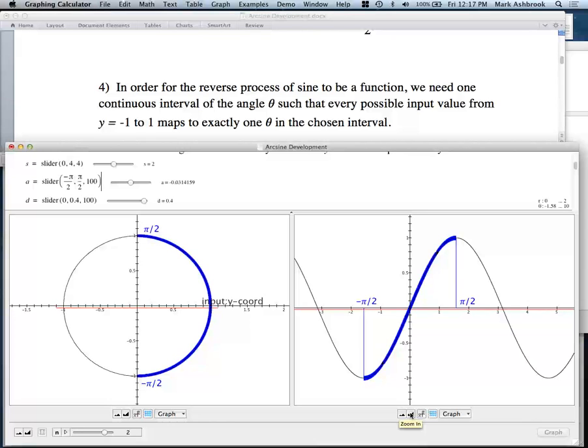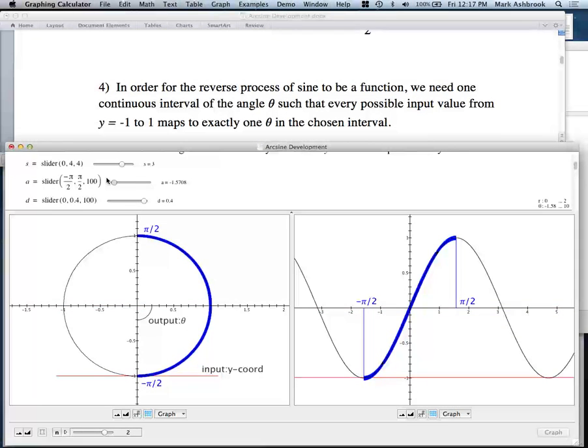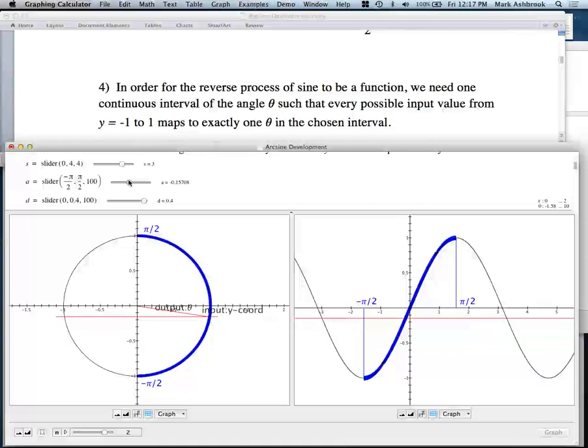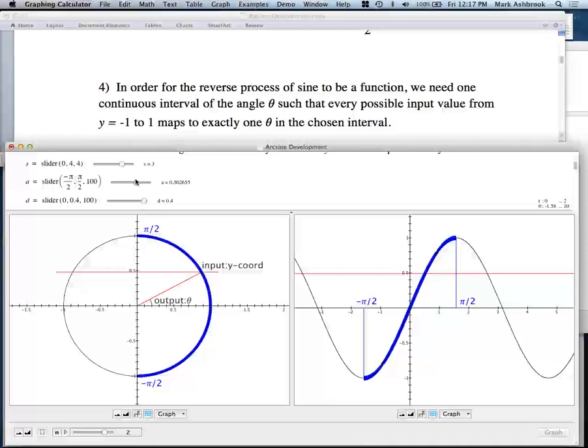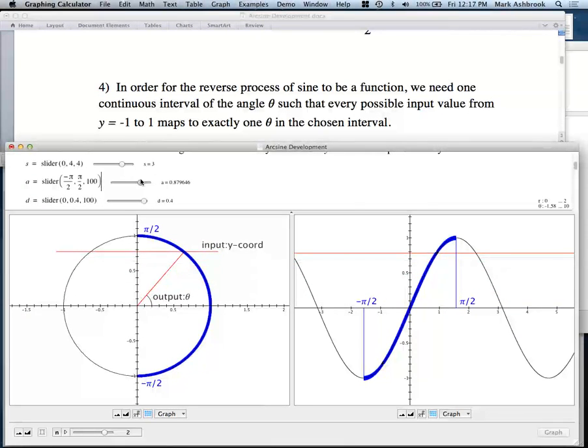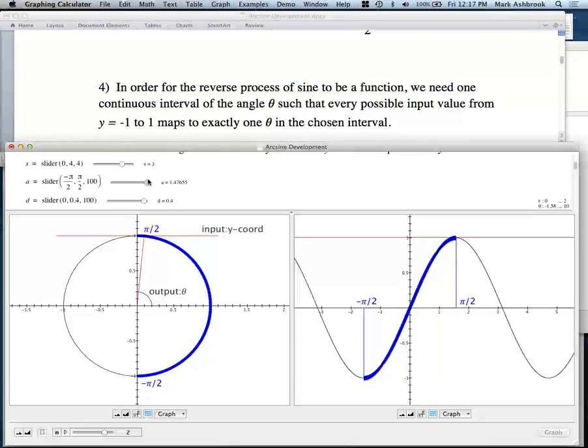Okay, so this is for the reverse process. This is the possible output angles. Starting at a negative angle, so negative angles here are swept clockwise. So starting at -π/2 when the vertical distance is -1, and then sweeping counterclockwise from there. Then our positive angles in the first quadrant when the y-coordinate goes from 0 to 1.